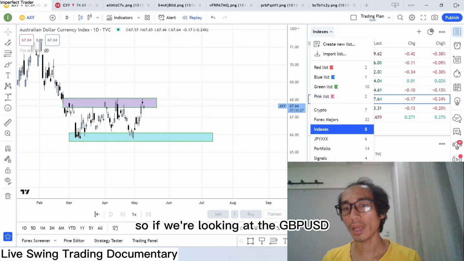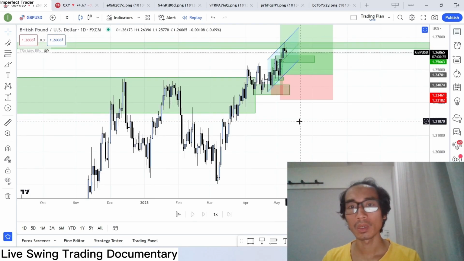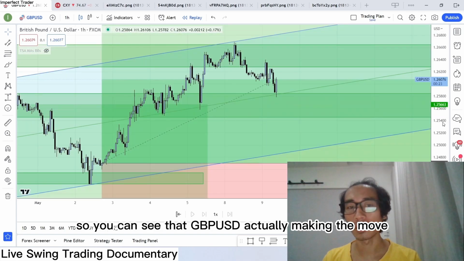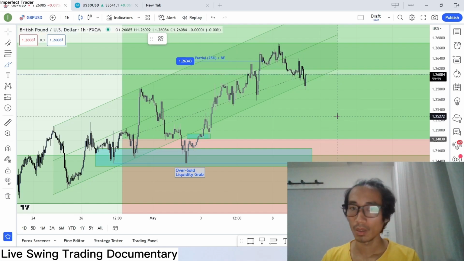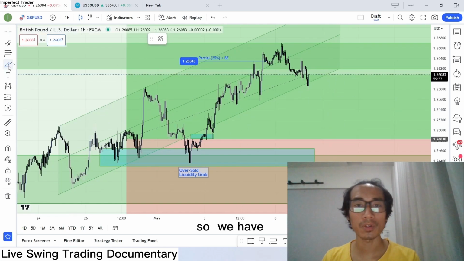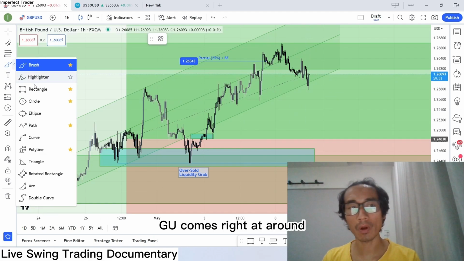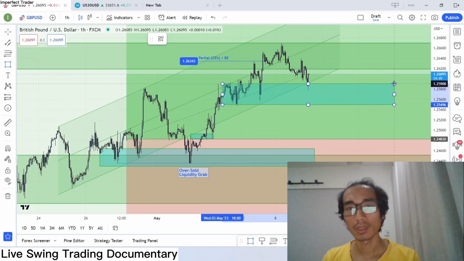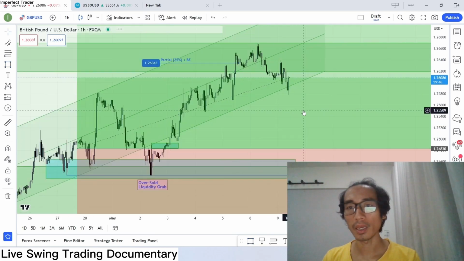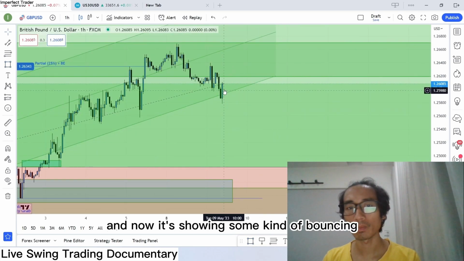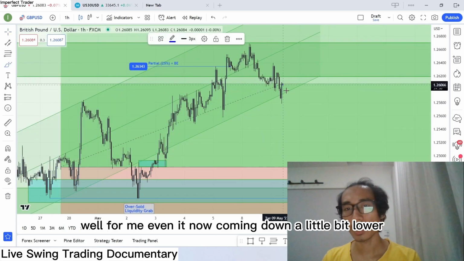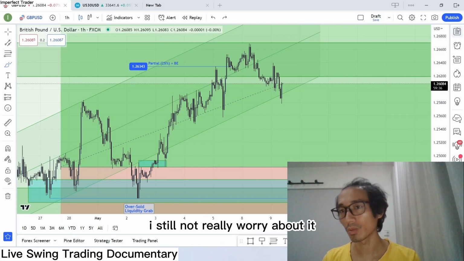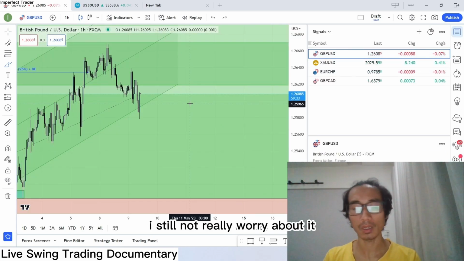If we're looking at the GU, you can see that GU is actually making the move exactly like we expected. We have our GU coming right at around the support level right here, and now it's showing some kind of bounce. Well, for me, even if it comes down a little bit lower, I'm still not really worried about it.